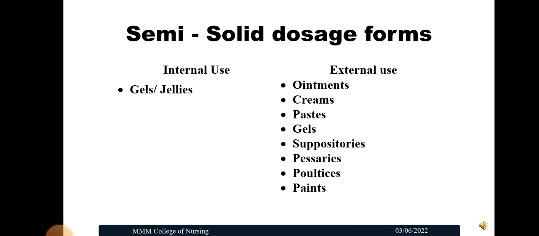In a similar way, the semi-solid form of medications also can be used for internal use or external use. Gels and jellies are used for internal uses, and for external uses, ointments, creams, pastes, gels, suppositories, pessaries, poultices, and paints.